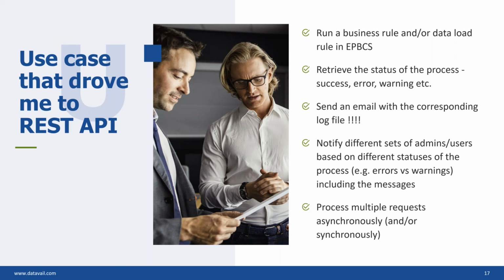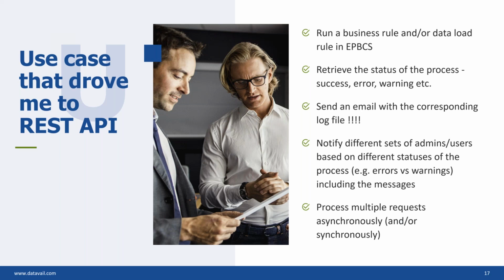One of the use cases that primarily drove me towards REST API is this: in the EPBCS world, planning and budgeting, you run a business rule or data load rule, and then retrieve the status of that process, whether it's success, error, warning, etc. It's not just success and failure. I want to know what happened. And obviously, sending email is a very common requirement out there, and EPM Automate has that too. But the problem is, how do I tell the EPBCS or the EPM admins what happened, right?